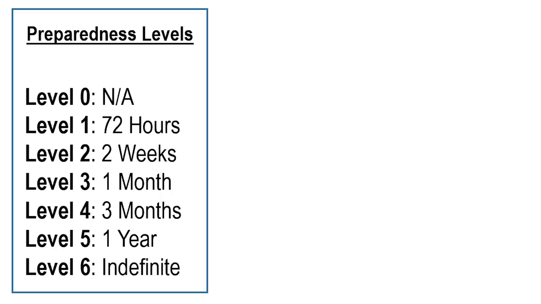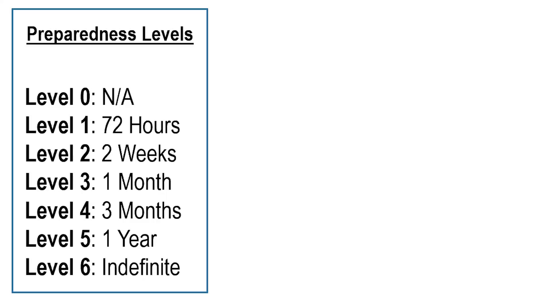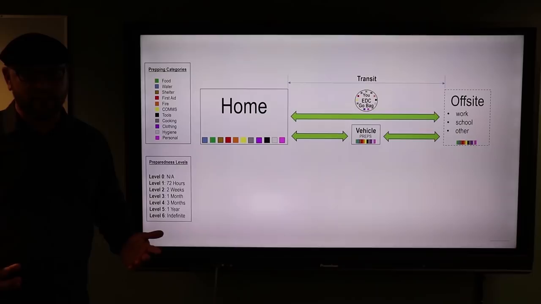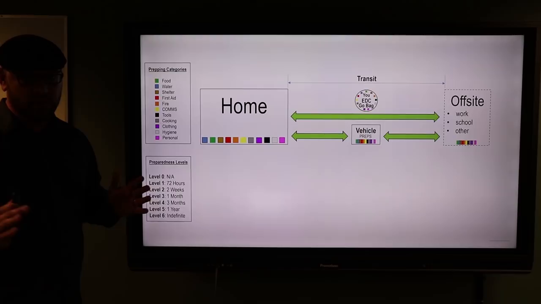Then you move on to level one, which is 72 hours. That's the minimum that you want to have. They talk about having 72 hour emergency bags or a bug out bag. And that's where that time frame comes in. For me, level two is 2 weeks. So if you have a major power outage, for example, maybe a bad storm has come through, a blizzard, something like that. And for me, that's 2 weeks. So that's 2 weeks of food, 2 weeks of water, 2 weeks of first aid supplies. And that's where the whole numbering comes in.